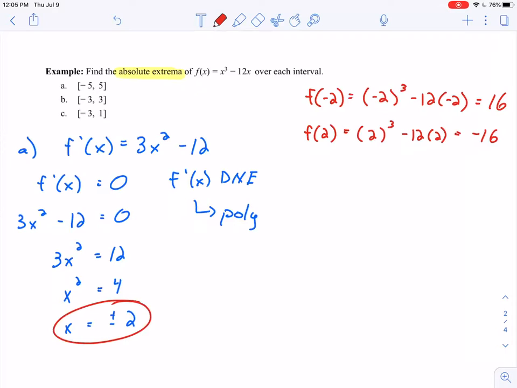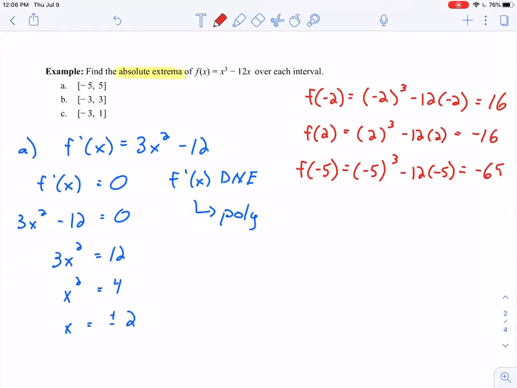So I've tested the critical points, which is good, but I also want to test the endpoints of my interval. Don't forget about those. So I'm going to take negative 5 and positive 5, plug those into my function f of x. So f of negative 5 here, I have negative 5 to the third minus 12 times negative 5. We'll plug that into our function, and we end up with negative 65 here. And f of positive 5, I have 5 to the third minus 12 times 5. This time I end up with a positive 65.